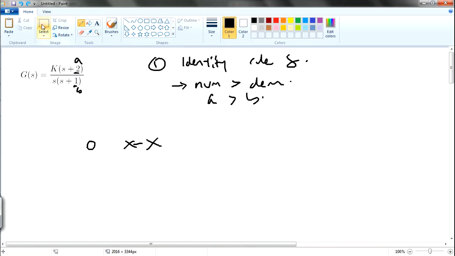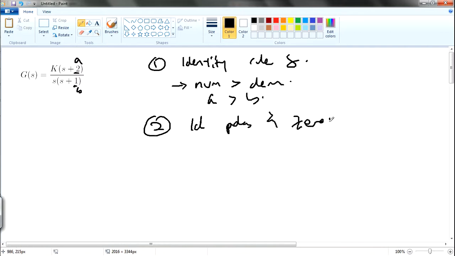So therefore, if this is set, then you understand how the root locus will be. So the next thing we need to do is to identify how many zeros and poles there are. ID poles and zeros. And therefore, as you can see, we have one zero, which is -2, and then we have 2 poles.